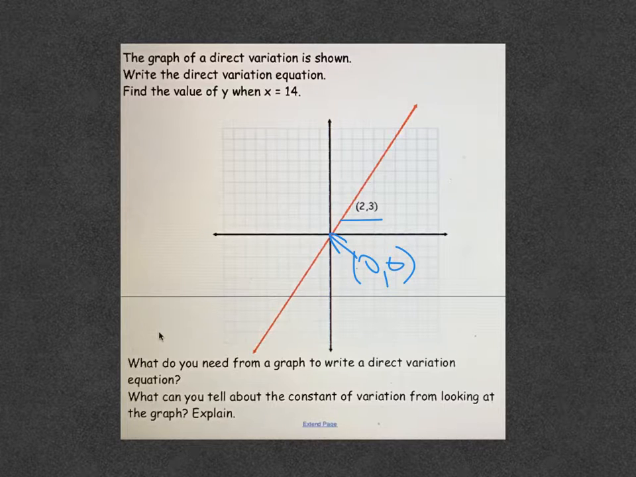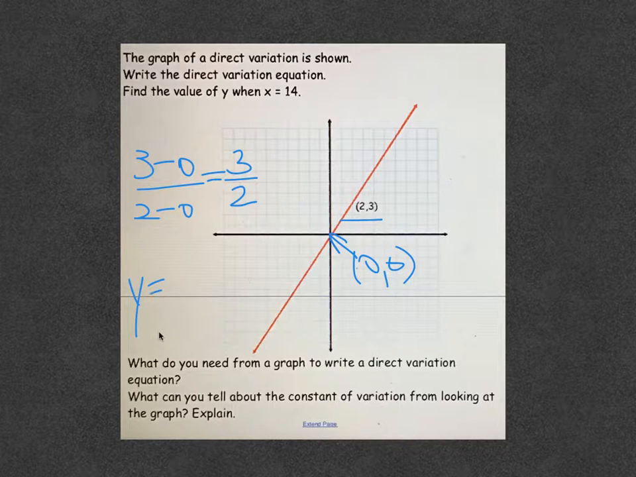So if I wanted to, I could figure out the slope. The slope would be change in y, 3 minus 0, over change in x, 2 minus 0. So the slope is 3/2. Since it's direct variation, the full equation is going to be y is equal to 3/2 x.